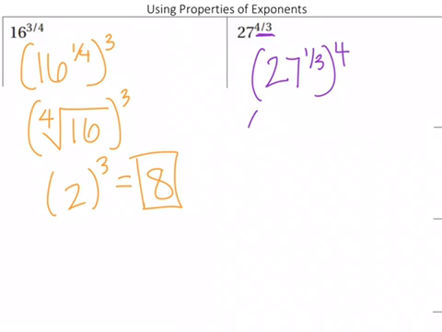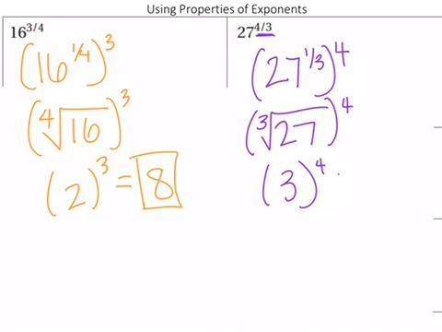Now this turns into the 3rd root of 27 that we're going to find first because it's in parentheses. And once we find the answer, we bring it to the 4th power. So the 3rd root of 27 is 3. And now we're going to bring it to the 4th power, so that becomes 81, and that is your answer. So now combining 2 different concepts into one.